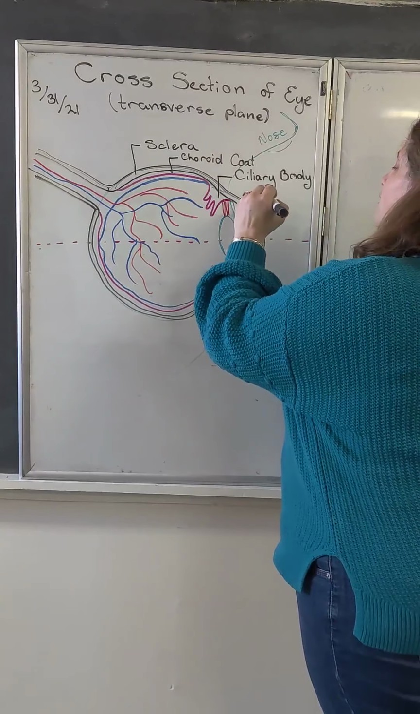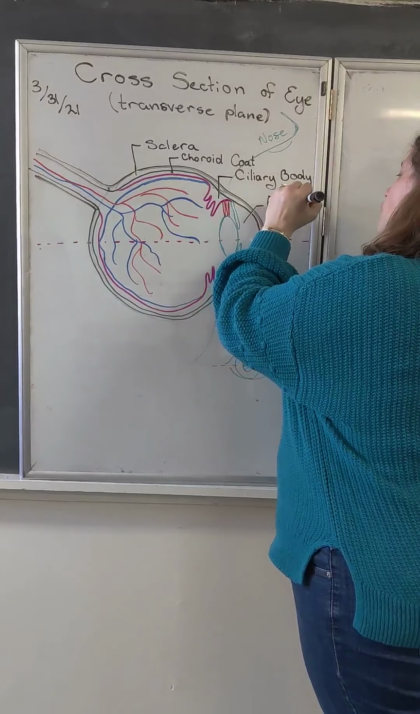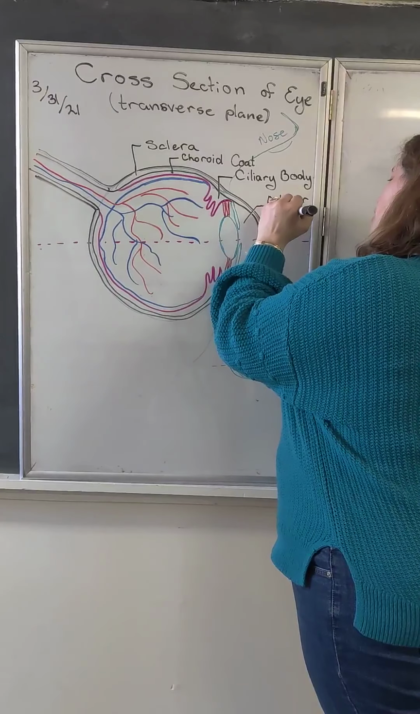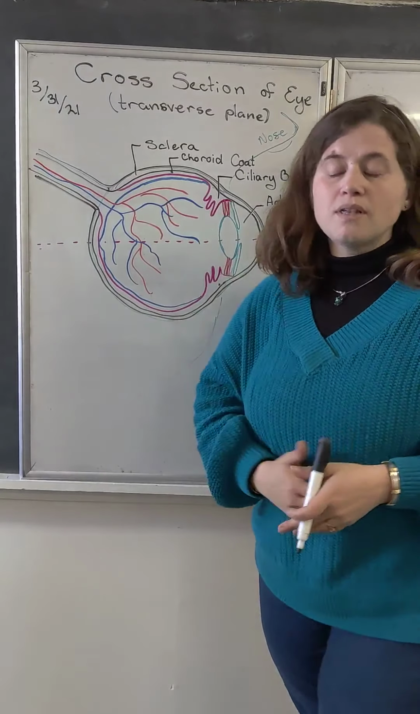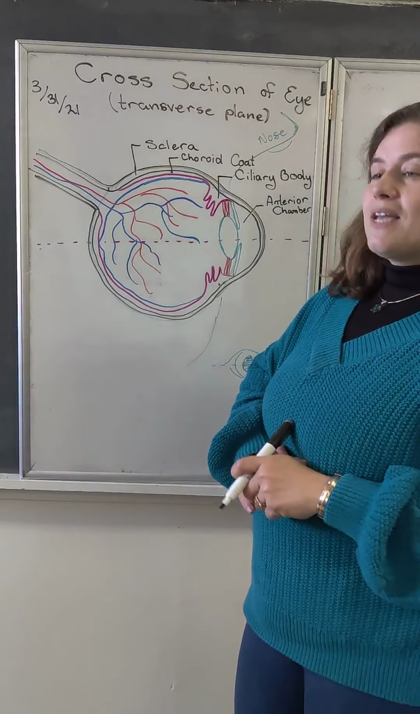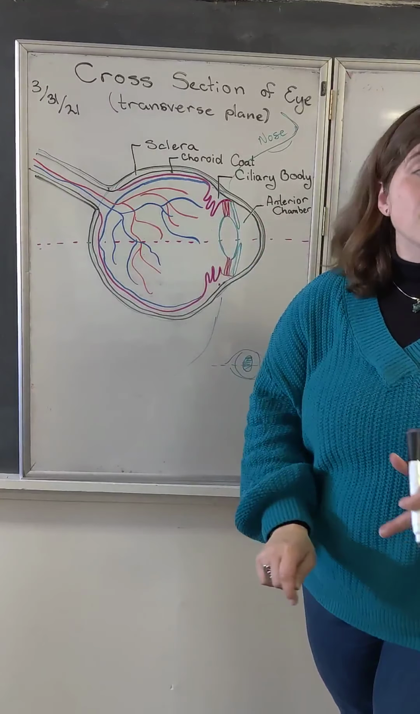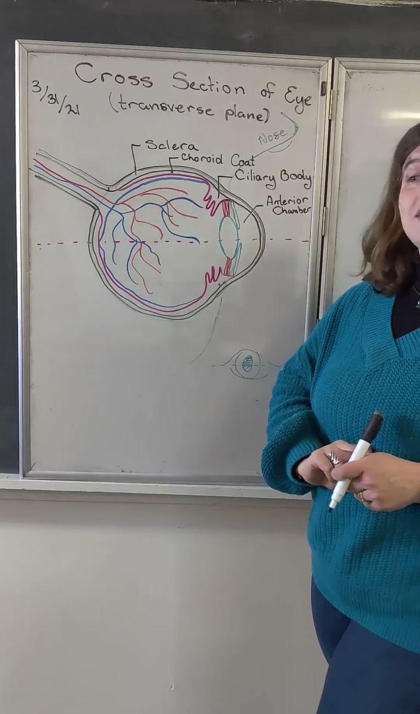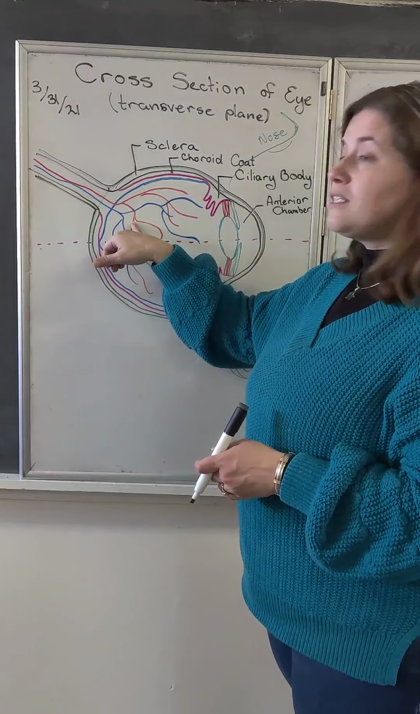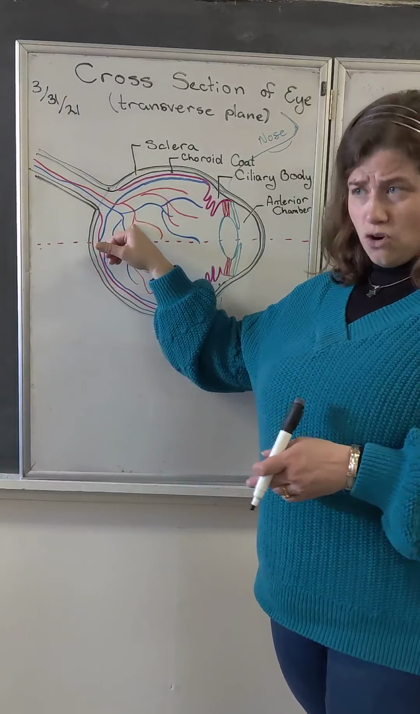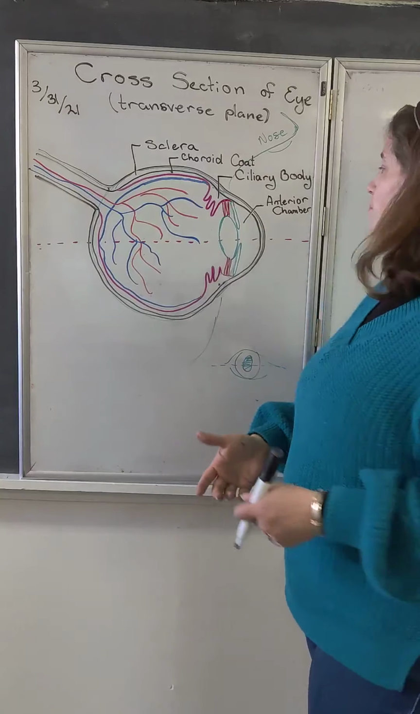This is actually called the anterior chamber, not the aqueous humor. So this is one of the little mistakes in our diagram. The anterior chamber and the posterior chamber are filled with aqueous humor, but they are not themselves aqueous humor. It would be as if someone pointed at an artery and said, this is blood. And you're like, well, no, that's an artery. It's filled with blood, but it is not itself blood.